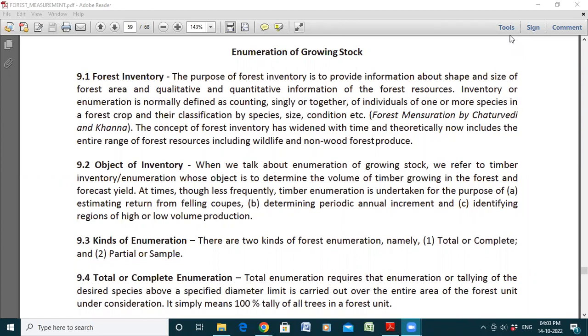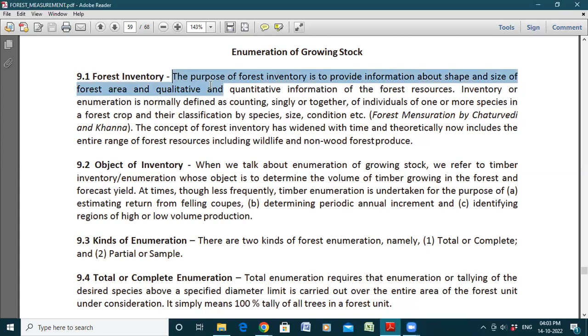So from the last class, we have discussed different yield perspectives in our forest mensuration paper. Now, in this lecture, we are going to talk about forest inventory. Okay. So what is forest inventory, and what are the objectives and the kinds of enumeration? This we will discuss today.